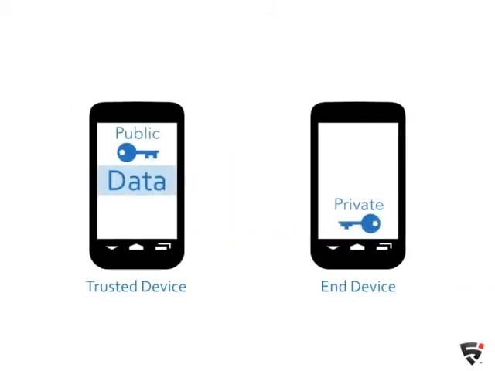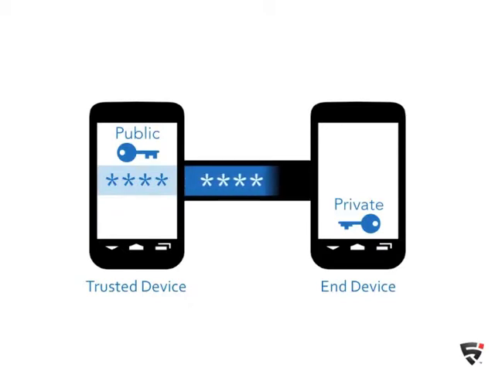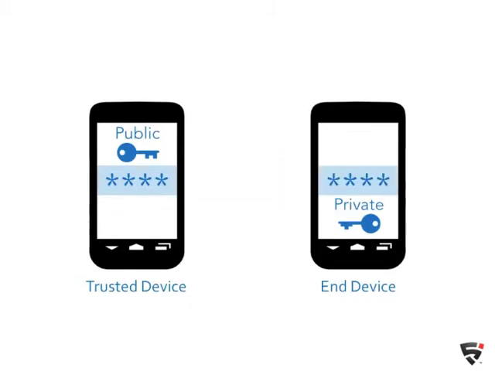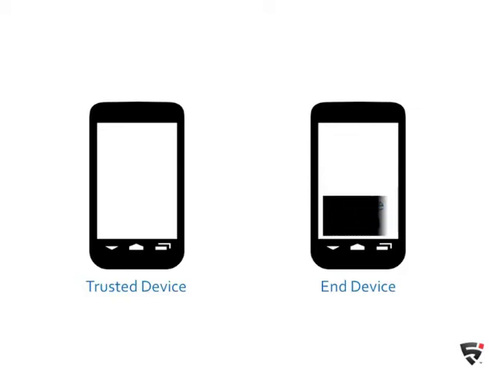The public key can be used by a trusted second device to encrypt data intended for the first device. The private key of the first device is used to decrypt that data. Because only the private key can decrypt messages encrypted with the corresponding public key, it is stored securely on the device and never revealed.